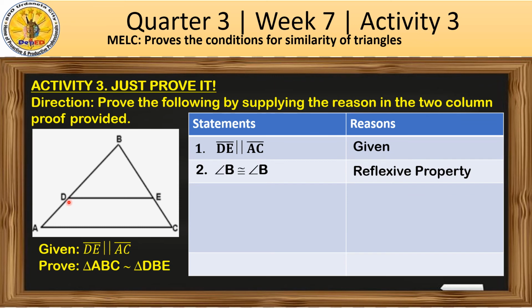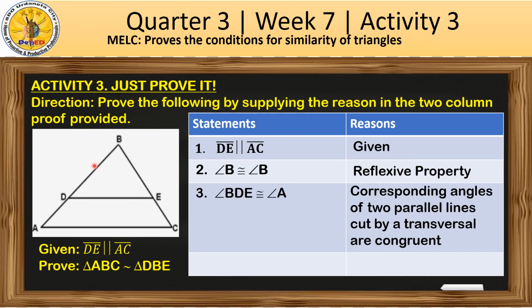Next, for statement number 3, since we have a pair of parallel lines here, and this side of the triangle is like a transversal, which creates a pair of corresponding angles, we have angle BDE and angle A. These two corresponding angles are congruent. Therefore, I will write angle BDE is congruent to angle A, and the reason is corresponding angles of two parallel lines cut by a transversal are congruent.